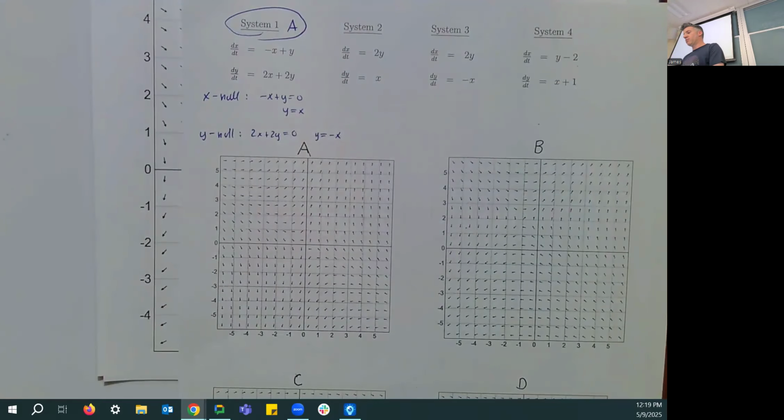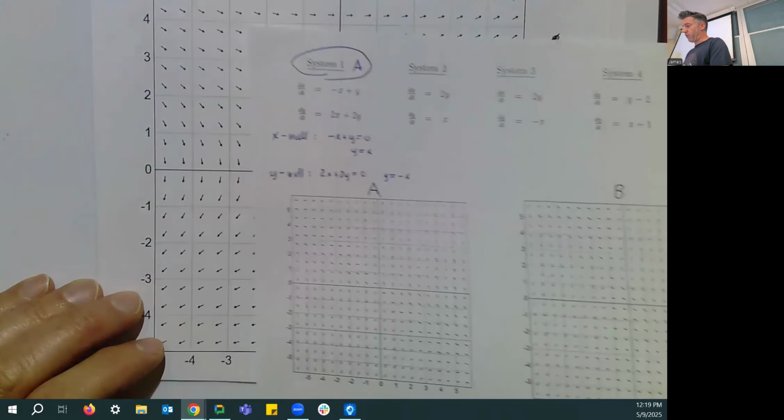I'm going to skip system two and system three because they have something kind of interesting going on. Let's go all the way over to system four. The thing about system two and system three is they actually do have the same null clines, so we're going to have to do more work for them. So let's look at system four here.